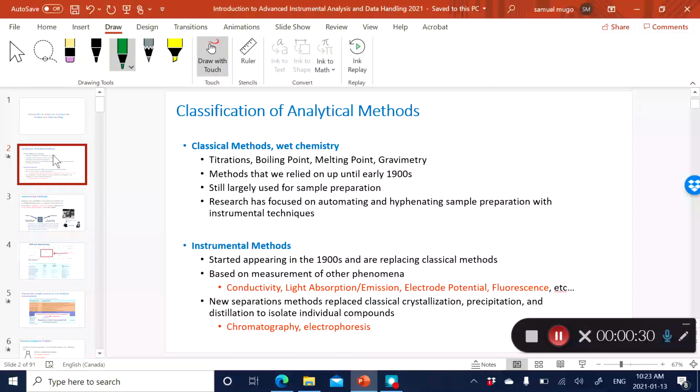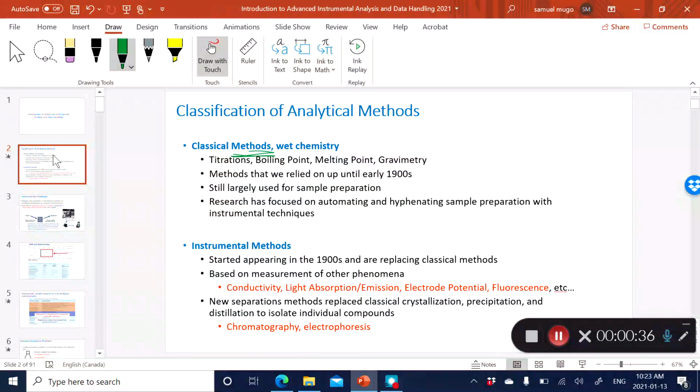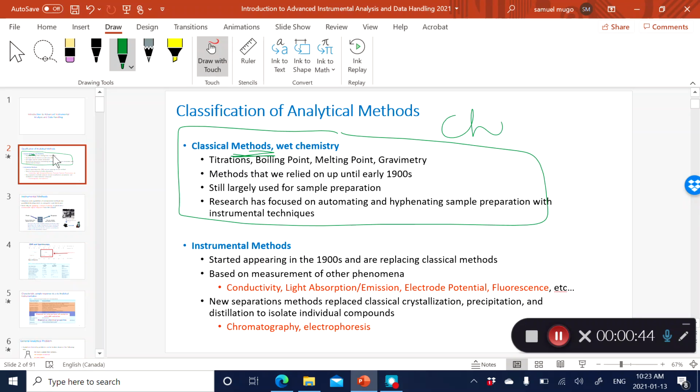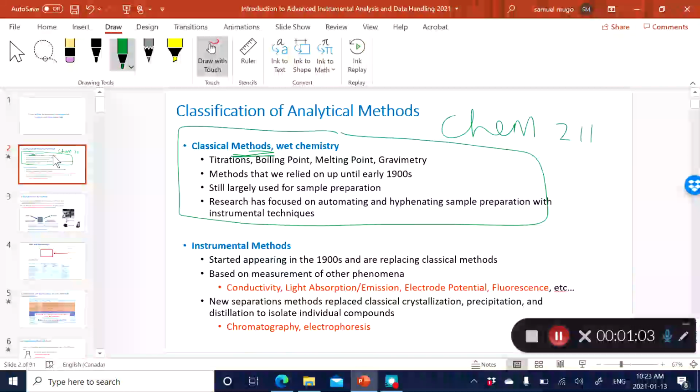I think we all know analytical methods can be classified into two groups. There are the classical methods of analysis, or the so-called wet chemistry. And that is the basis of most of Chem 211, where you do things like titrations, and things like gravimetric analysis, where you use the weighing balances and so on. Now, classical methods of analysis preceded instrumental methods of analysis.